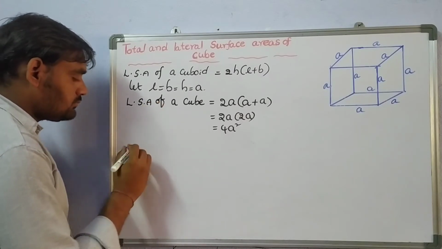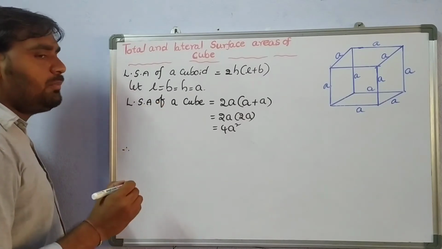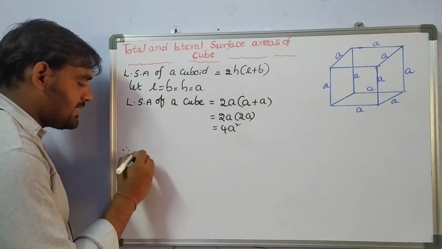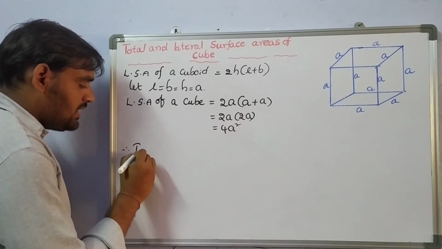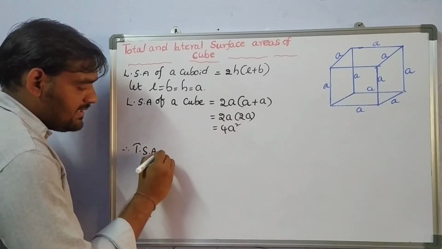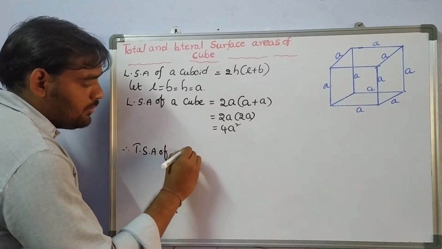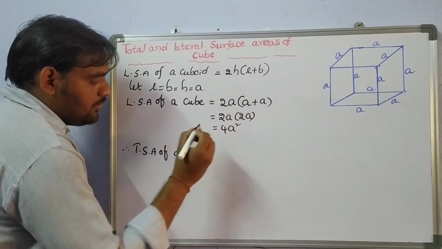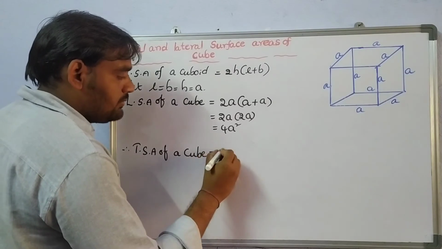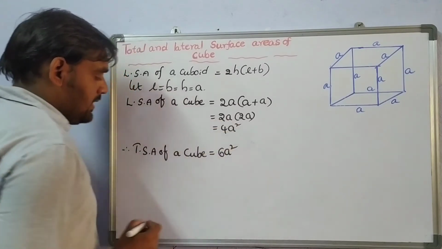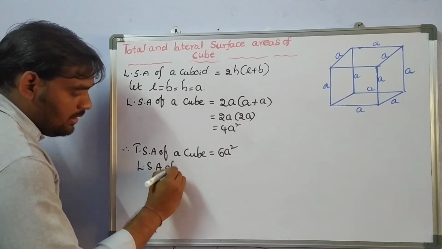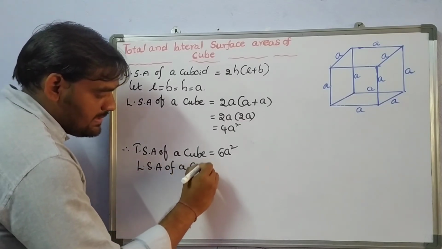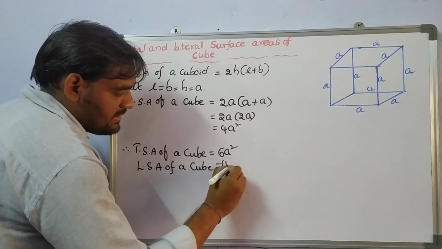Therefore, we can write the total surface area of a cube and lateral surface area of a cube, when the edge is a units, as follows. TSA of a cube is equal to 6a square. Next, LSA of a cube is equal to 4a square.